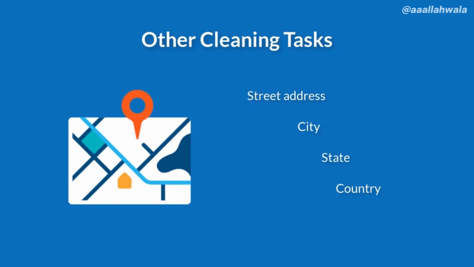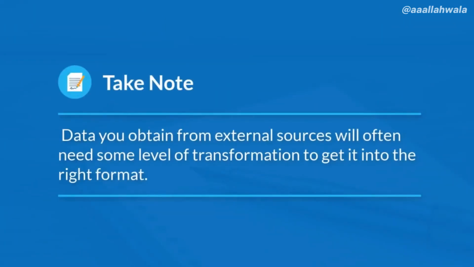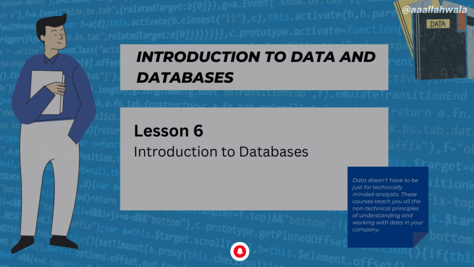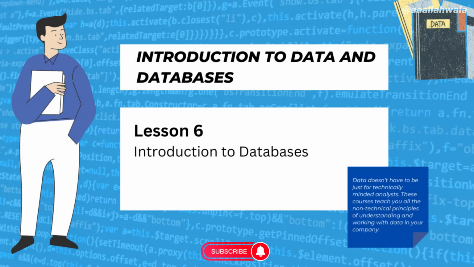There are other cleaning tasks which would not involve altering the structure of the dataset, but we won't consider them in this course. We've now learned how to shape our data before analyzing it. Data you obtain from external sources will often need some level of transformation to get it into the right format. Once this transformation is complete, your data should look a bit like a database, which we'll discuss in the next lesson.